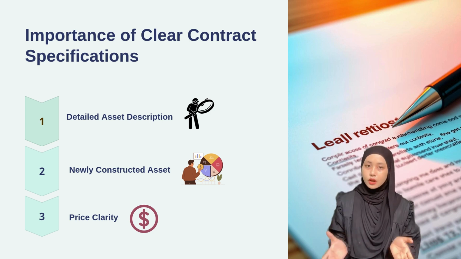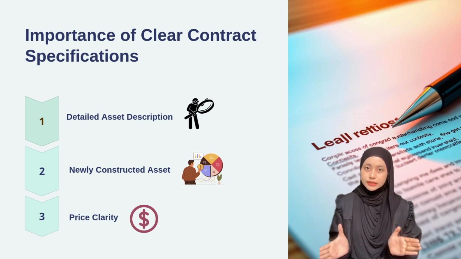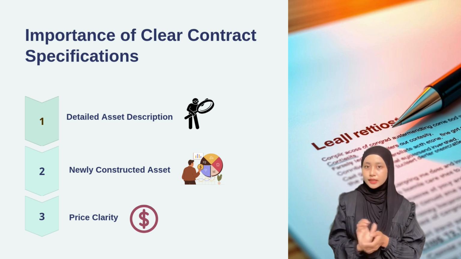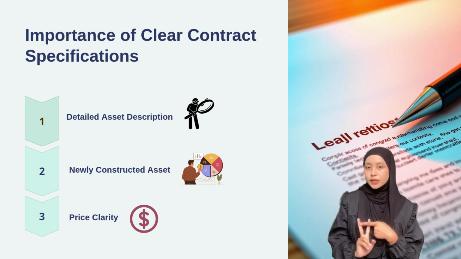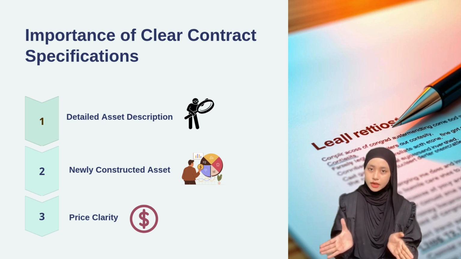Importance of the contract of manufacture, Istisna. First, the contract must clearly state the specification of the commissioned asset, including the design, function, quality, quantity, materials, and so on, along with a delivery schedule.